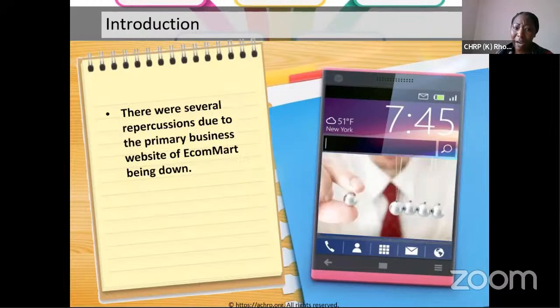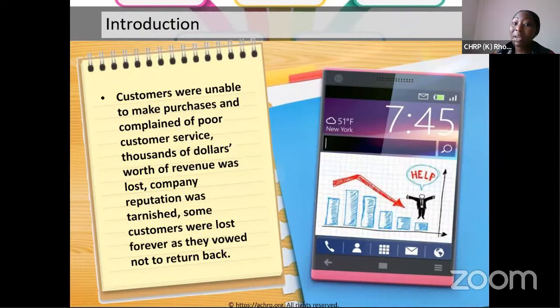So there were several repercussions due to the primary business website of the Ecomart being down. So you can see this is a secondary database administrator who has to deal with the primary, which has now gone down and giving an error of 500. So that means no business can happen. So the customers were unable to make their purchases and complained of poor customer service because the customer service people were frustrated. They couldn't do anything about it. They could just take it back to Peter, who is unable to solve.